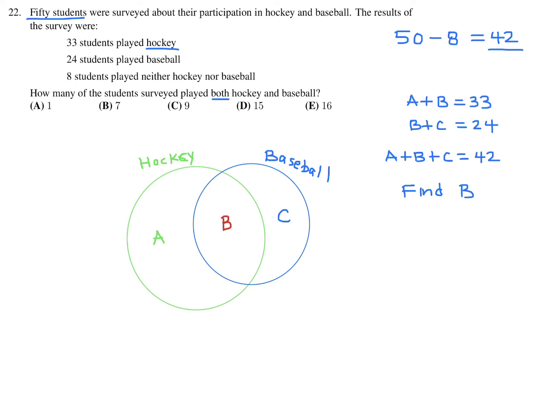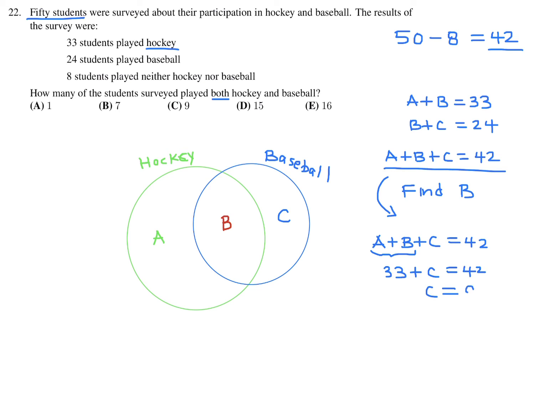All right, I think that's pretty straightforward using this equation. Well, A plus B plus C equals 42. But we know that A plus B is equal to 33. So just substitute that in there. 33 plus C is equal to 42. So therefore C is 42 minus 33, which is 9.